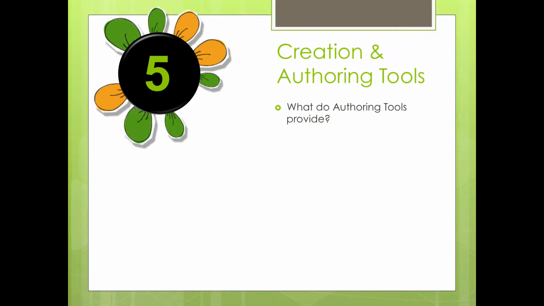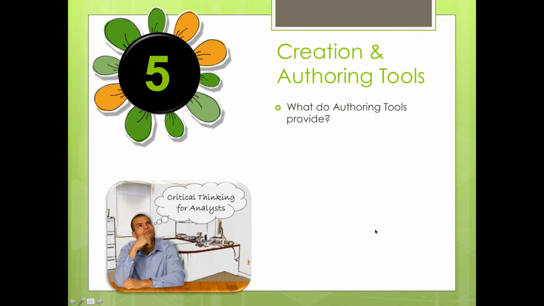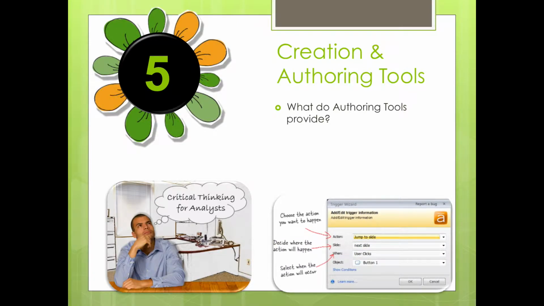So let's talk about creation and authoring tools. What do the authoring tools provide really? Well, they give us avatars and background templates, scenarios. So you can have someone sitting in a lab or sitting in a cubicle or at a desk. You can also have layers, triggers, actions, and properties. These are all customizable actions, allowing a full range of events that can happen in response to a learner's inputs.